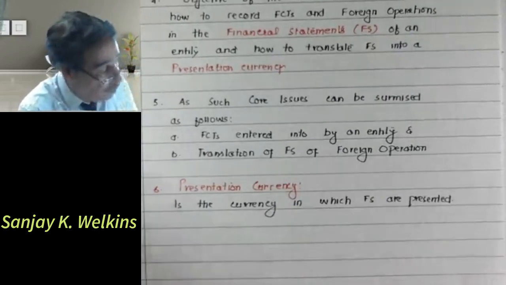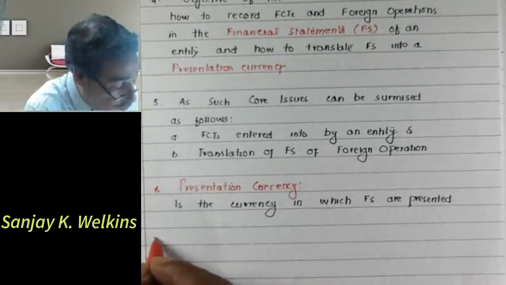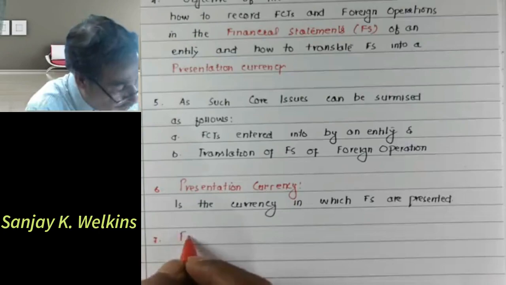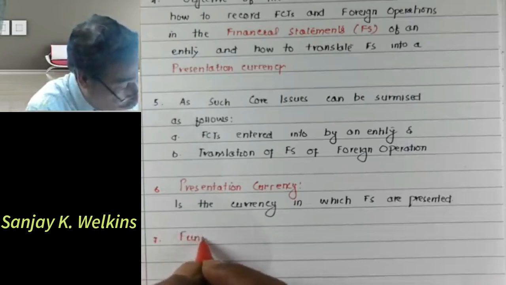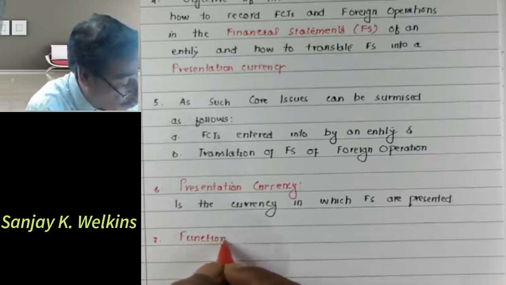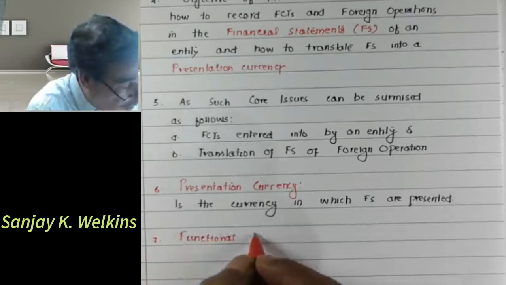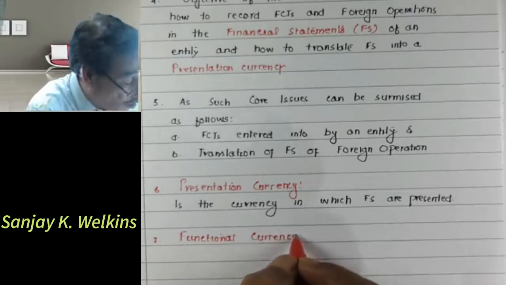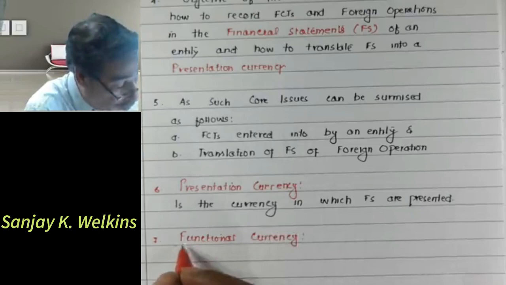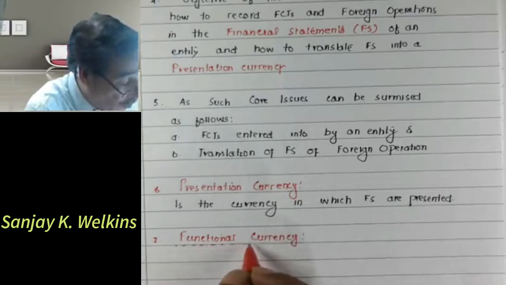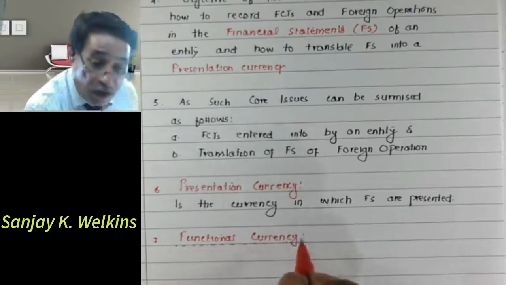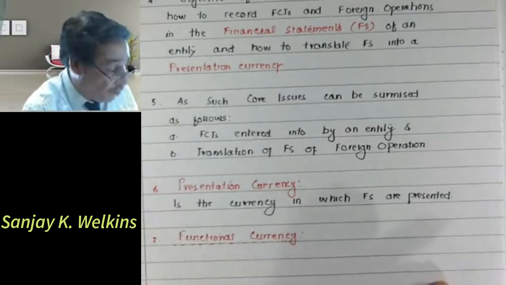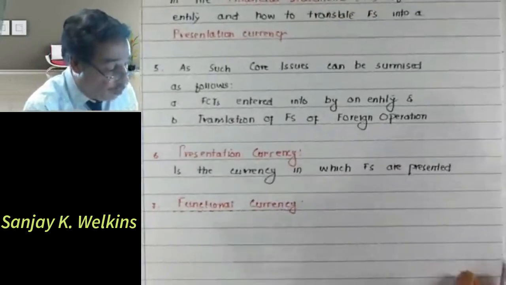Now we slowly and steadily are coming over to the main issue. First of all, we need to have a good idea regarding the functional currency. I talked about it in the beginning. What is functional currency? How is it determined? That is the basic issue in this particular standard. Once you become deft in it, half the battle is won. Let me write it down first, then you will be able to understand better.